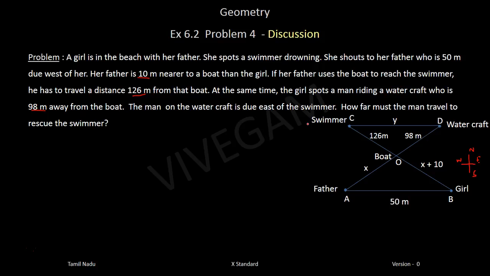Now, first thing is that her father is 10 meters nearer to the boat. So this is the boat, right? If we say this is x, then the distance of the girl from the boat will be x plus 10 meters. Okay, so that is done.